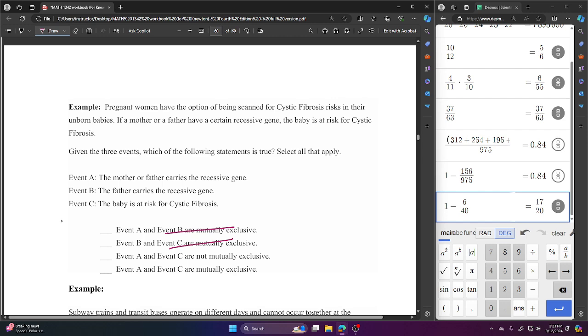So if they carry the gene, then the baby's at risk. That's definitely a thing that's not mutually exclusive. That could happen. And then A and C are mutually exclusive. So father and mother carry the gene. Oh, well, that's literally the opposite of what we just said. There you go. So I'm going to look that one over real quick because I'm wondering about it myself.